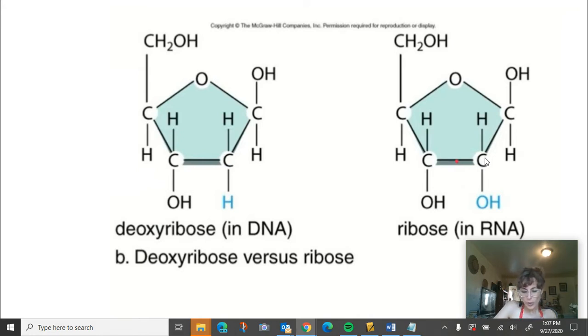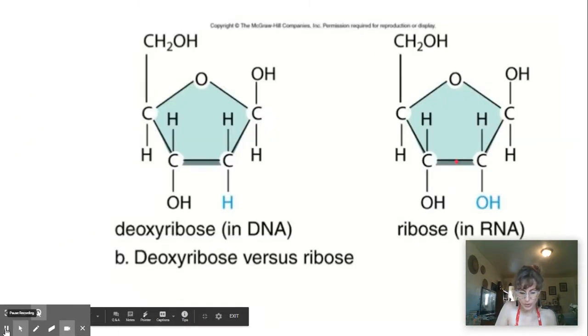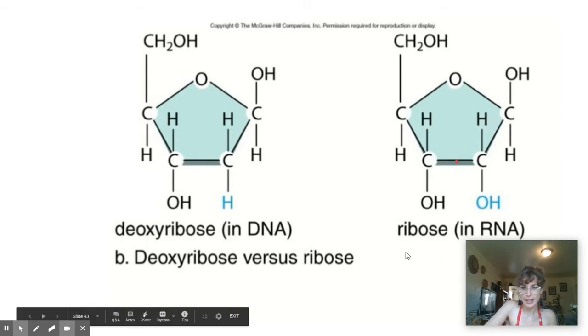In your notes, when you're starting to see how they differ, they differ in the type of sugar. DNA is deoxyribose, and RNA has ribose sugar.